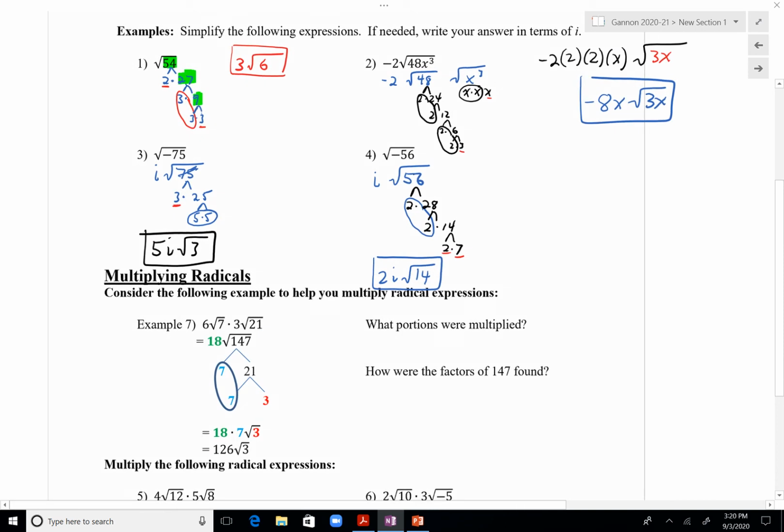All right, so that goes through how you simplify radicals that potentially have negatives underneath, or are a product of some number and a variable.